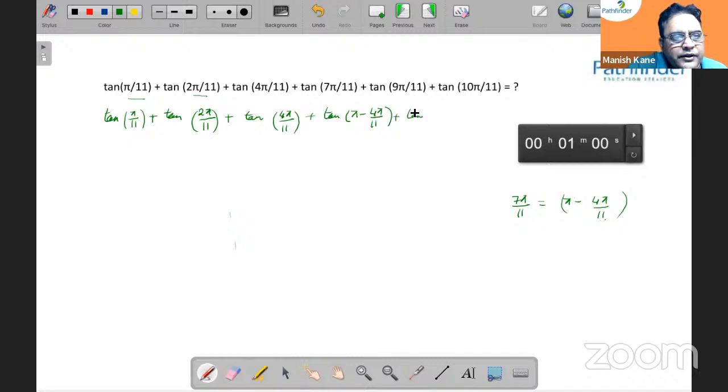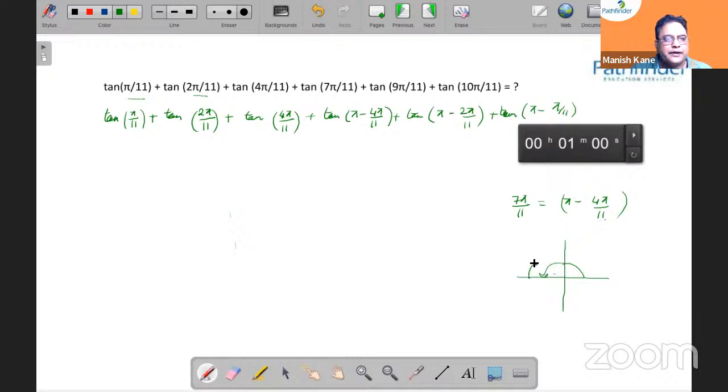Similarly, I can write 9 pi by 11 as pi minus 2 pi by 11. And similarly, I can write 10 pi by 11 as pi minus pi by 11. Now, if you look, this is pi by 2, this is pi. So anything that is pi minus something has to be in the second quadrant, and in this, tan is negative.